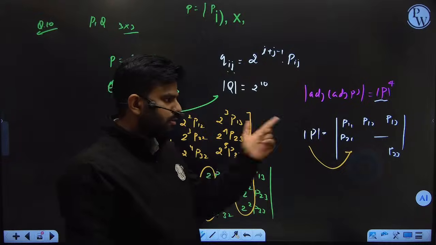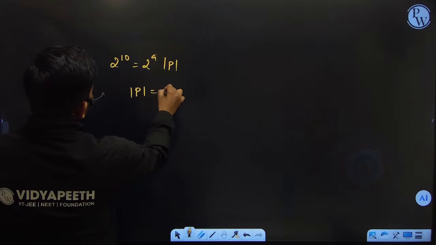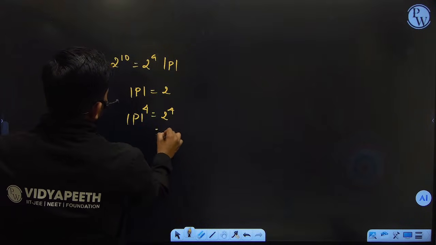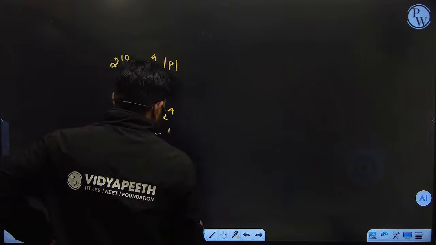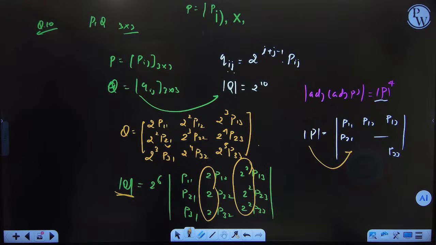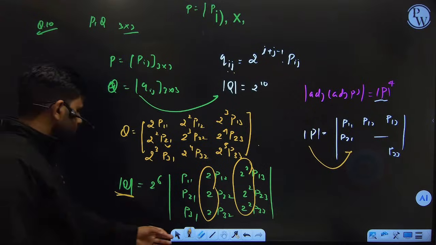Remaining will form determinant of P. So determinant of P is nothing but 2. So determinant of P power 4 will be 16. So the final answer is 16. Again, this is a very standard question.